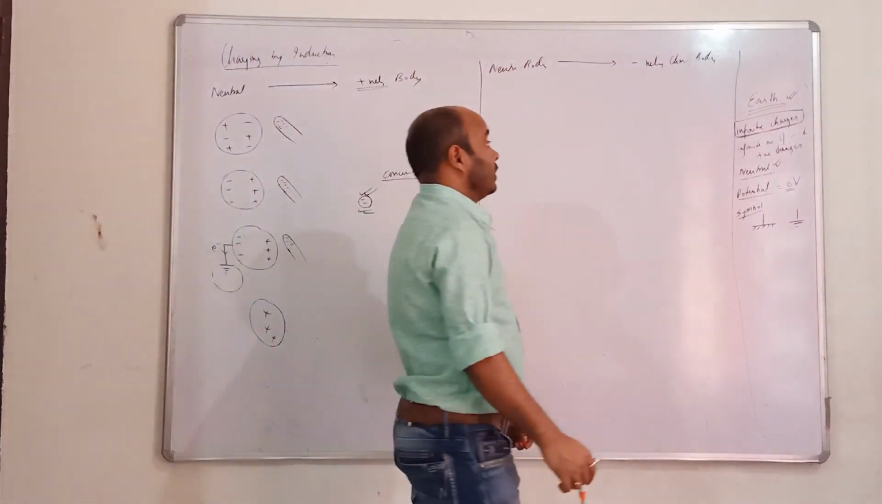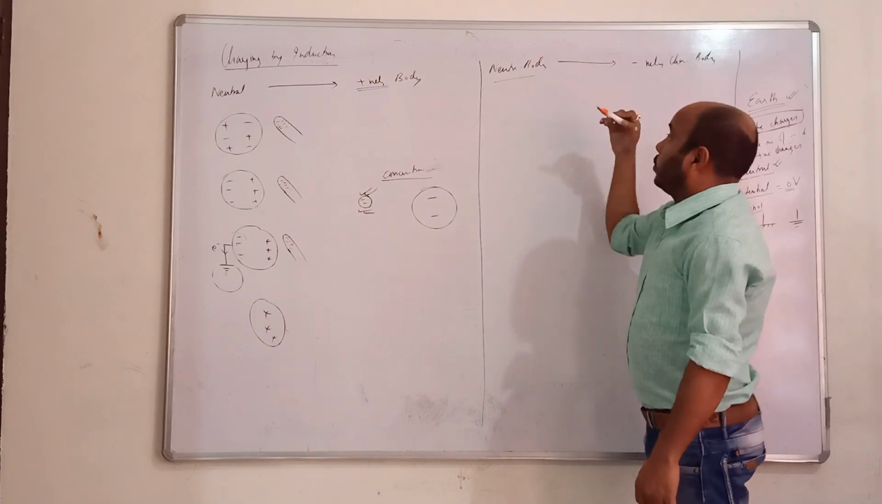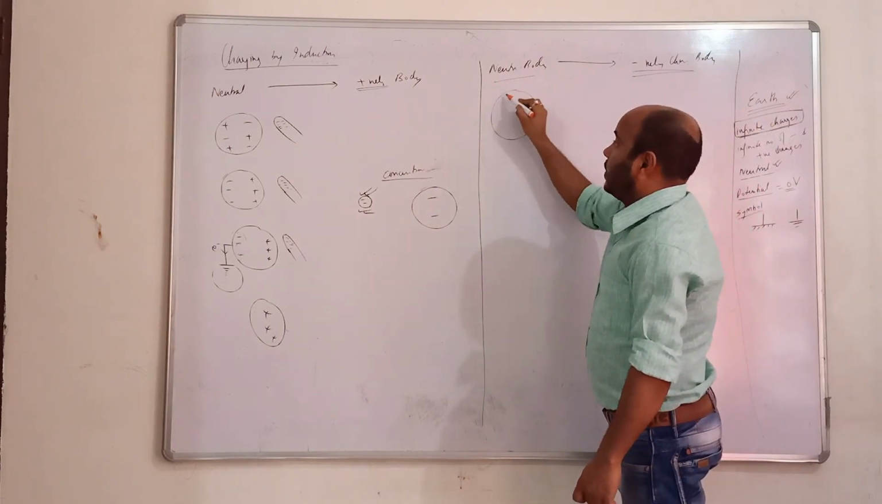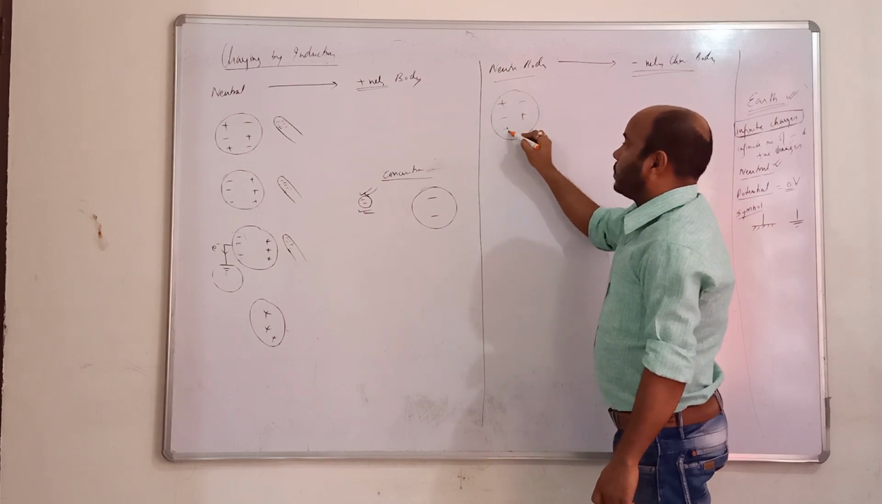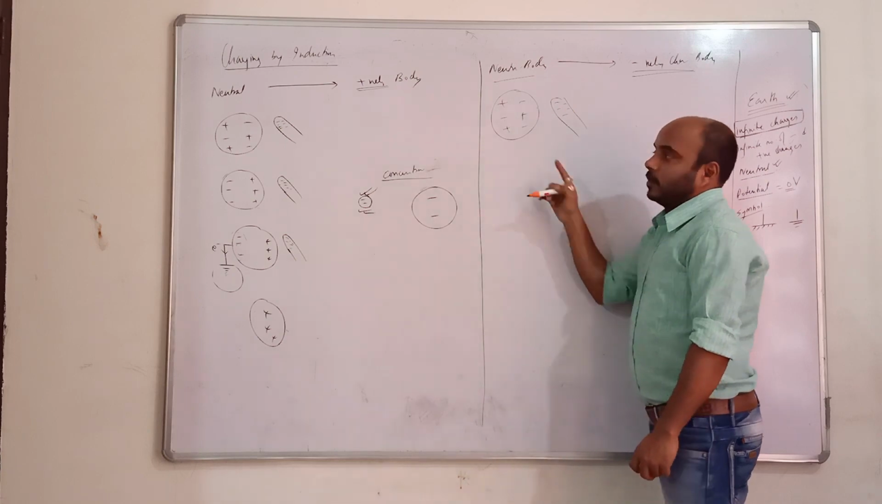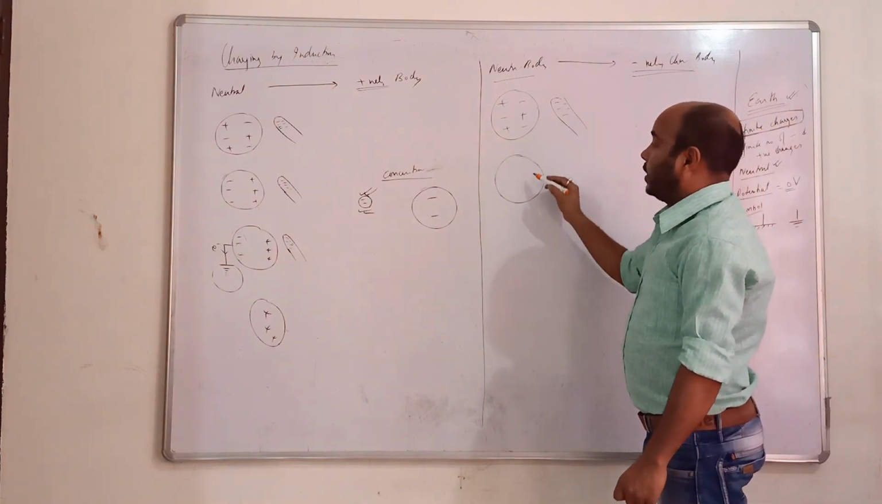Okay class, now let's talk about this. Same neutral body, but what do I have to make now? A negatively charged body. Again we have a neutral body here: plus minus minus plus plus minus. I'm placing a highly negatively charged rod. The same thing here also. What will happen? Charge separation will occur, right?